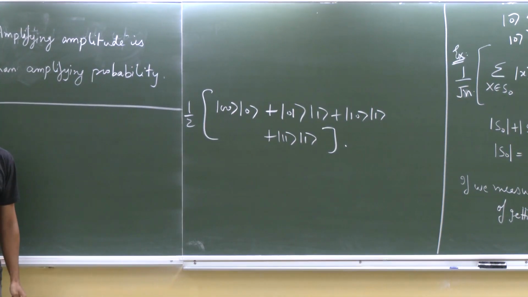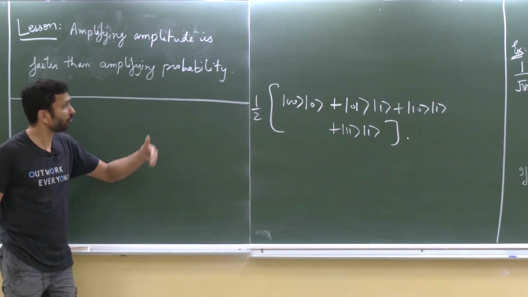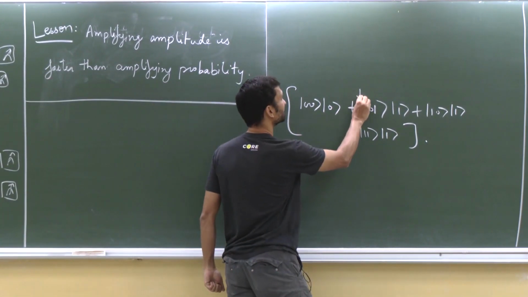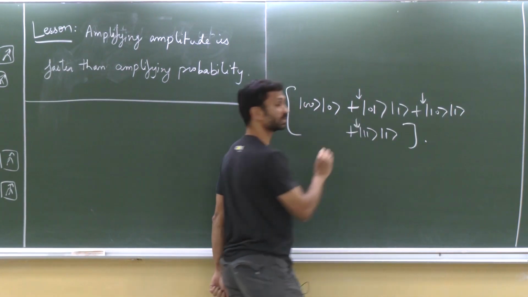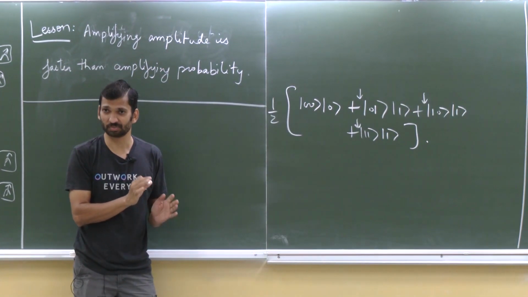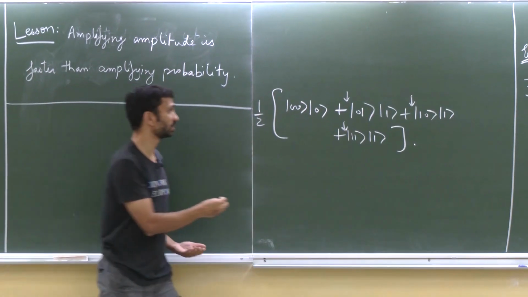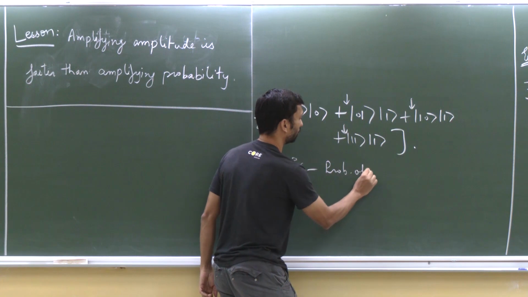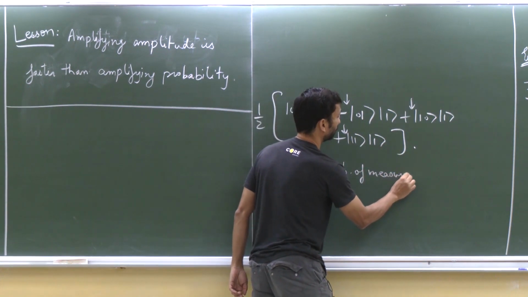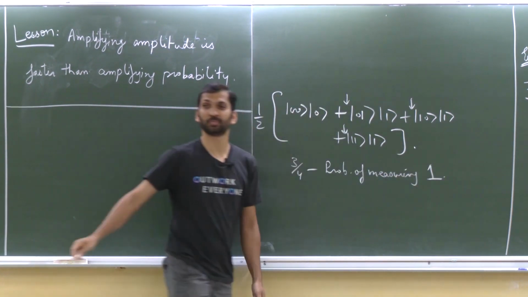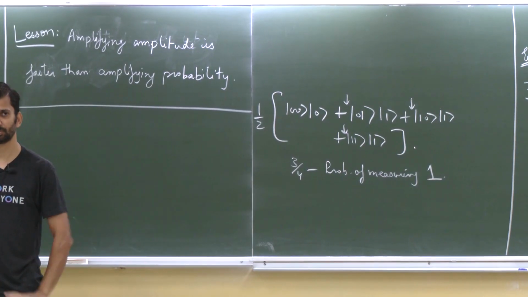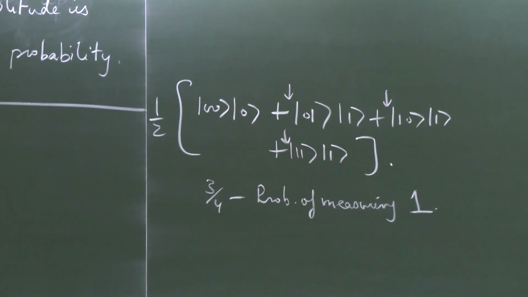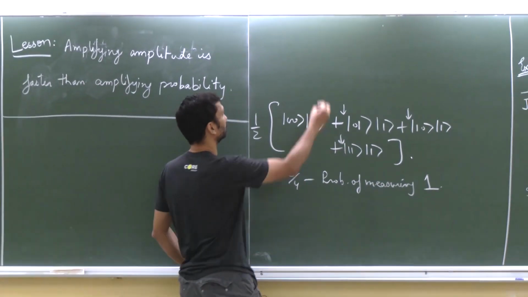this is my state, correct? What is the probability that I measure 1 in the second register? This amplitude square plus this amplitude square. We have done this before, right? So in this case, this will be 3/4. Is there any doubt on this? We are okay with this, right? It's quite clear.